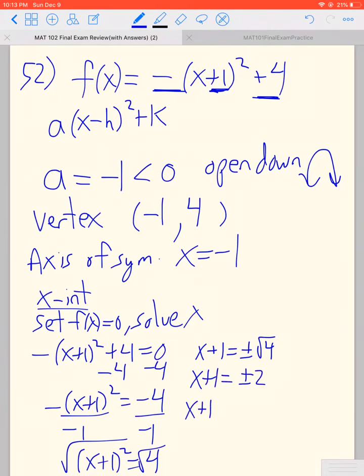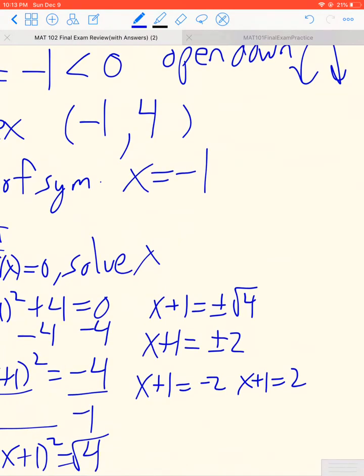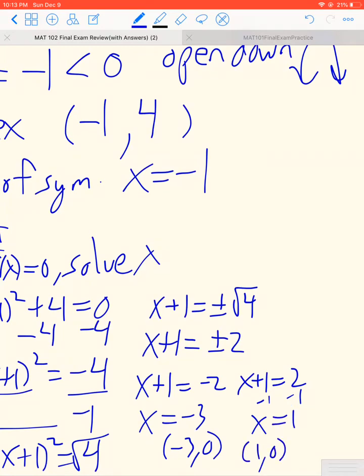So we have x plus 1 equals -2. x plus 1 equals +2. Subtract 1 from both sides, you get x equals -3. So (-3, 0) will be one x-intercept. Subtract 1, subtract 1. The x equals +1 will be our other x-intercept.